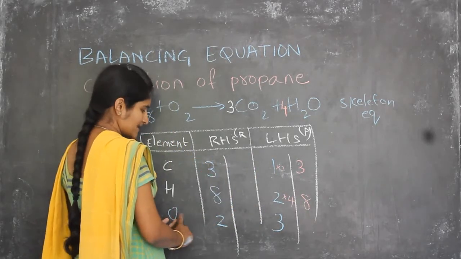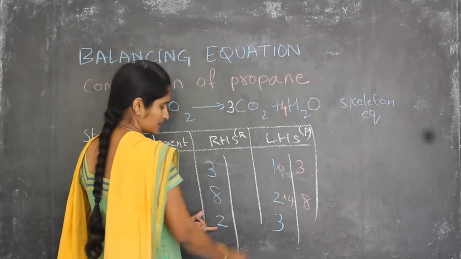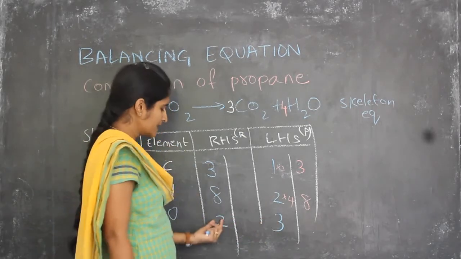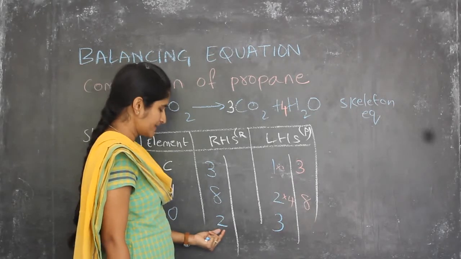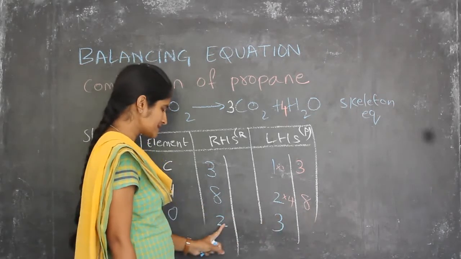Oxygens. Here I have 2 and here I have 3. So where do I have to balance it? Here I need to balance it. Is it clear? So here, see, I want to make it as 3.